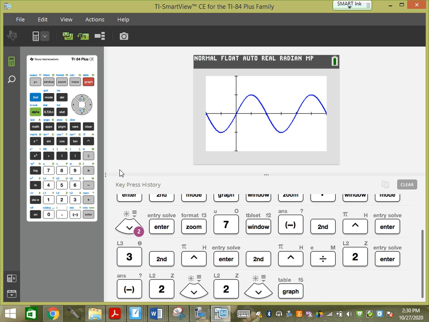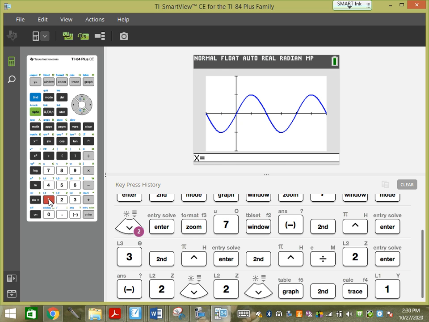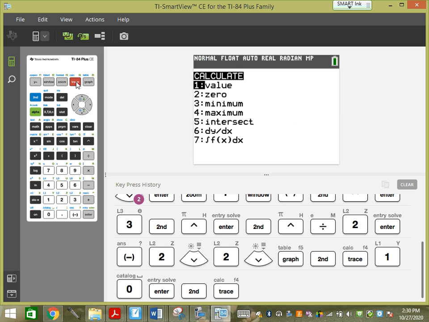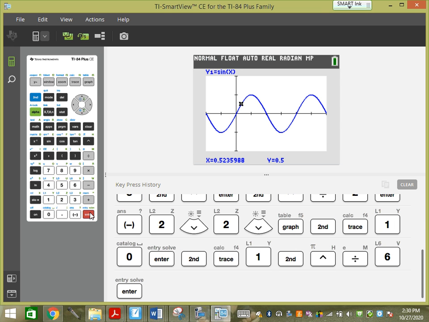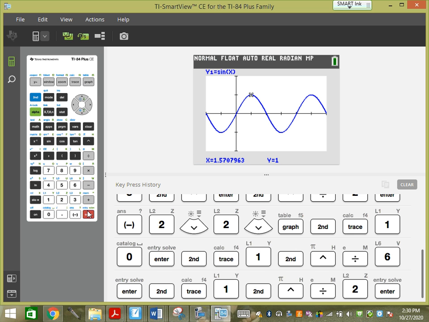If I go second trace value, you don't have to do this, I'm just showing you. And I want to know what the y is at 0, I hit enter. Oh, it's at 0, 0. And if I go second trace value, I want to do pi over 6. Oh, it's at 0.5. Where are we seeing those numbers? Where are other places we see them? Second trace value, pi divided by 2. Oh, it's at 1. Where am I getting those values from?